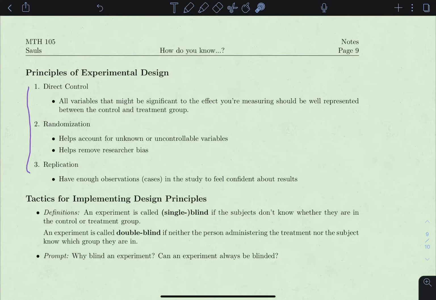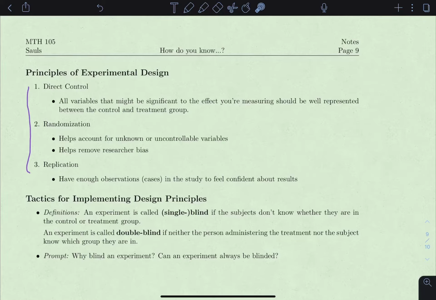Then there's randomization, and randomization is how you would assign the individuals in your study to the different groups. So you don't just pick your favorite plants and give them the optimal amount of light. You go to your plant, you flip a coin. If it's heads, it gets no light. If it's tails, it gets 8 hours of light. So there's a randomization in the assignment of the individuals to the control or the treatment group.